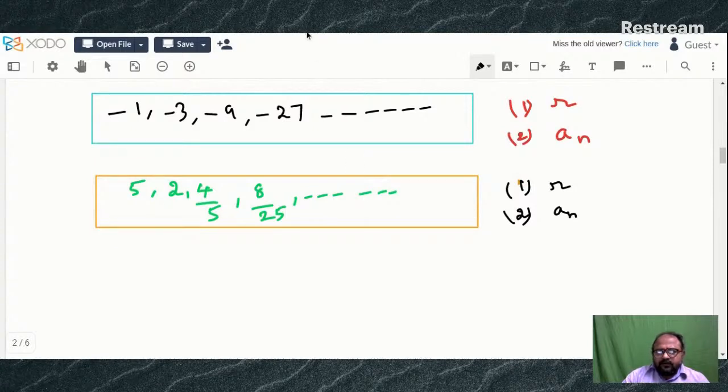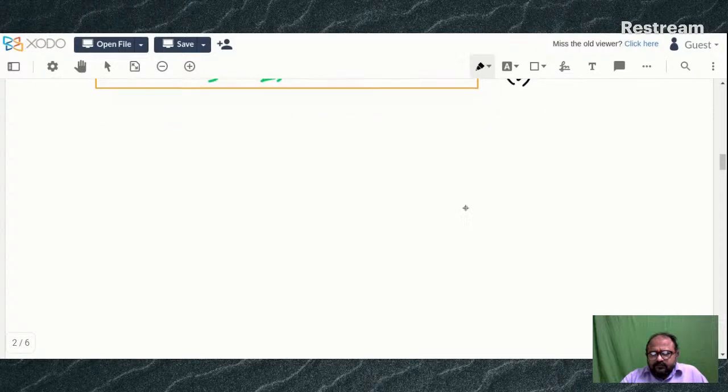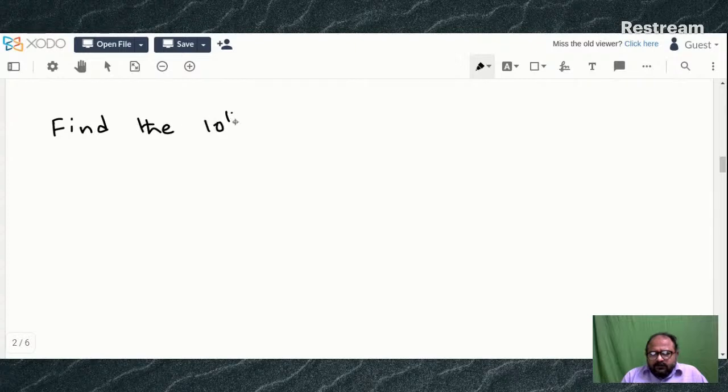Now, let us consider another problem. Find the 10th and nth term of a geometric progression. Find the next model. Find the 10th and nth terms of a geometric progression.